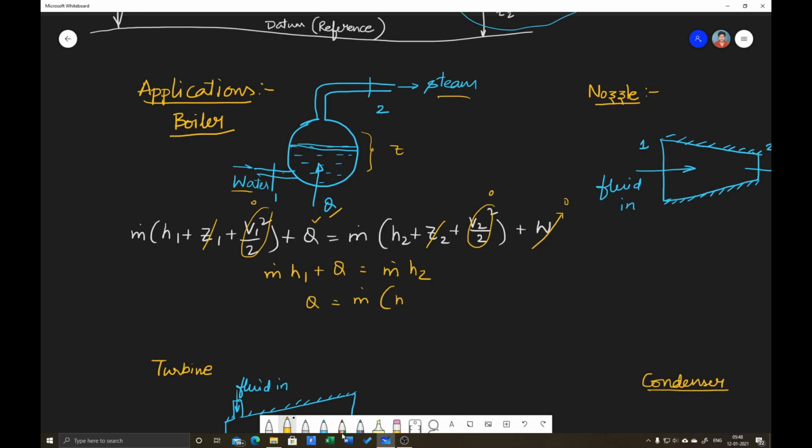So Q is equal to m dot into H2 minus H1. This is the expression for the amount of energy added to the steam through the heat added to the system. So this expression helps in finding out the heat consumed by the boiler or the enthalpy at the exit of the boiler. This is one application of the steady flow energy equation. You have to write this equation for every component and remove whatever terms are not involved.